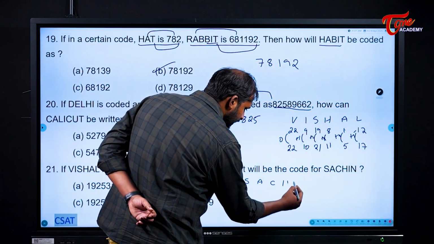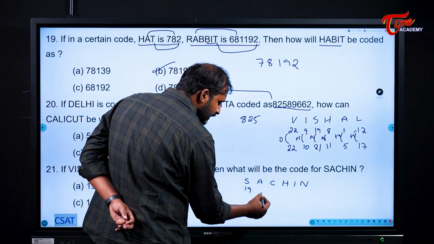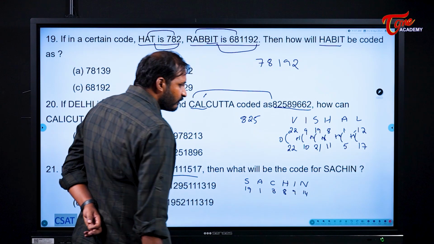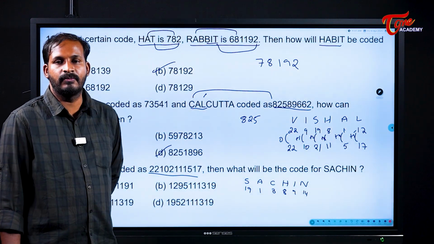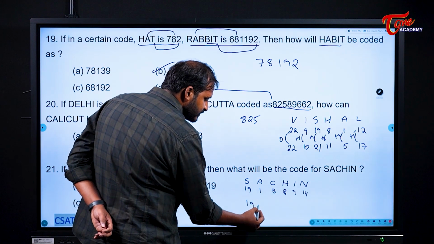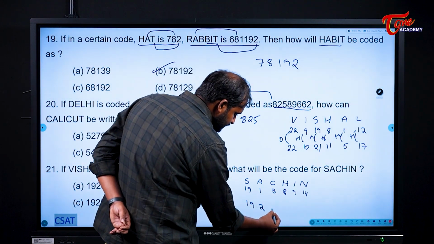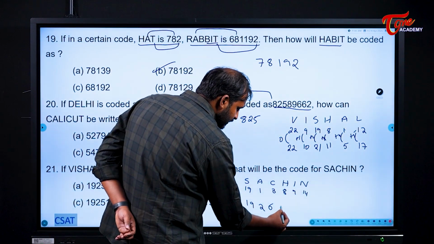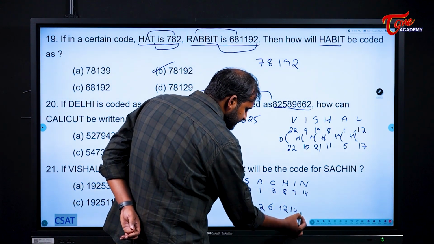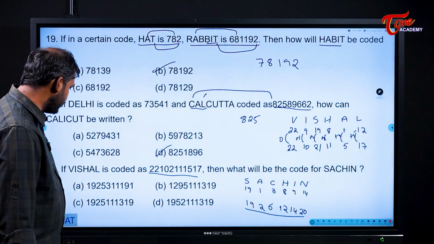So what are the actual values for us? 19, 1, 3, 8, 9 and 14. But what I need to do here is plus 0, plus 1, plus 2, plus 3 and so on. Plus 0 means it remains the same, 19. Plus 1 means it becomes 2. Plus 3 means it will become 6, plus 4 means it will become 12, plus 5 means it will become 14, plus 6 means it will become 20. So 19, 2, 6, 12, 14, 20.